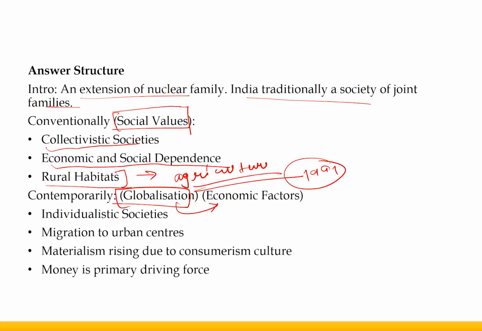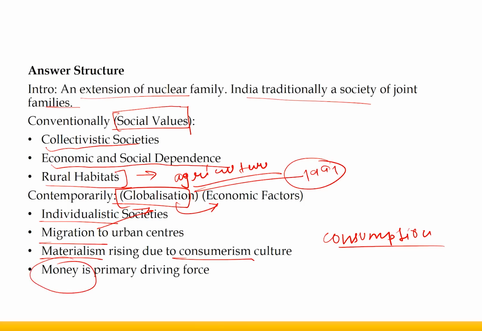So one of the keywords I told you is individualism. Then I told you about materialism, and the consumerism culture, the culture of consumption, as certain newspapers put it, has also risen. Then migration is also a characteristic of globalization because people are now migrating to urban centers. Money has become the primary driving force for any activity. This is again because of globalization.